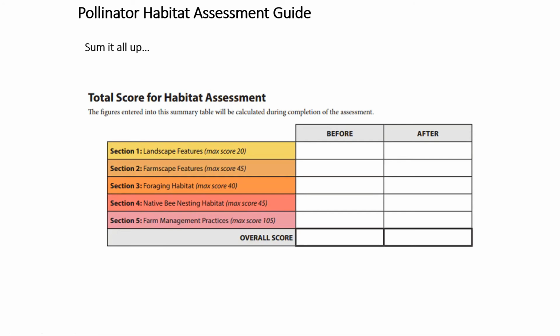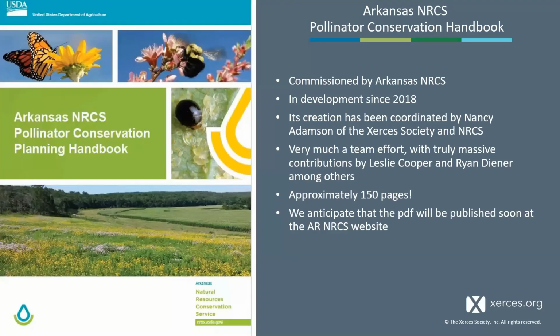And now for the surprise that I mentioned earlier, and that is Arkansas NRCS has commissioned a pollinator conservation handbook. The cover page is shown on the left. It might not be the most recent cover page because this document is not quite published yet. It has been in development since late 2018. Its creation has been coordinated by my colleague Nancy Adamson, but it's been very much of a team effort with massive contributions by Leslie Cooper and Ryan Diener, among others. I say massive, it's approximately 150 pages.